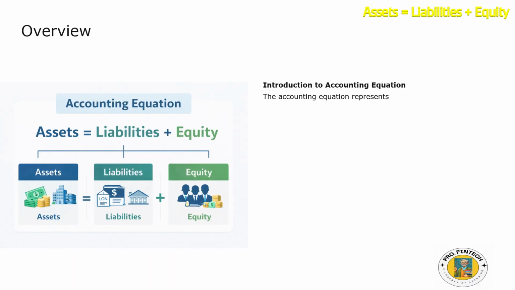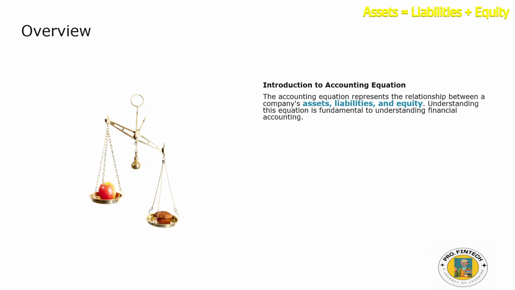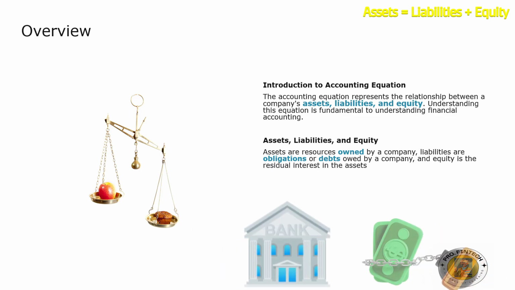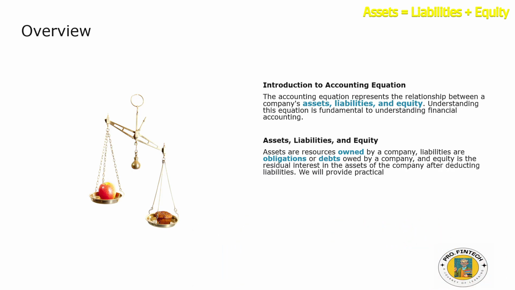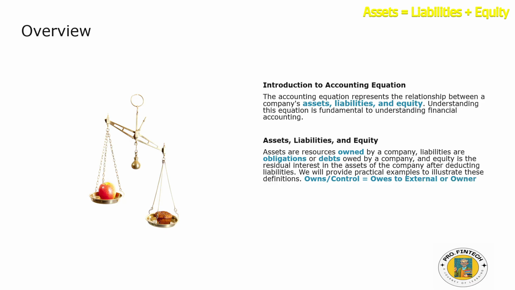The accounting equation represents the relationship between a company's assets, liabilities, and equity. Understanding this equation is fundamental to understanding financial accounting. Let's break this down into simple terms. Assets, liabilities, and equity. Assets are resources owned by a company. Liabilities are obligations or debts owed by a company, and equity is the residual interest in the assets of the company after deducting liabilities. We will provide practical examples to illustrate this definition. Owns or controls is equal to owes to external or owner.